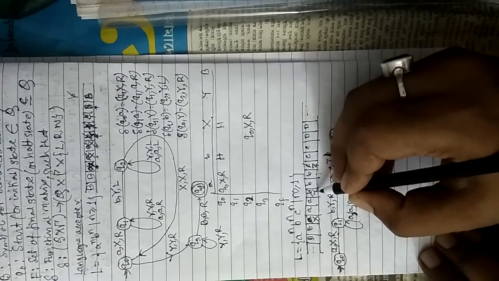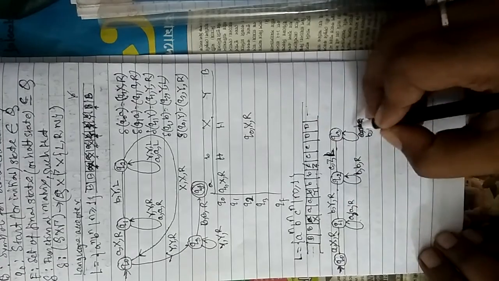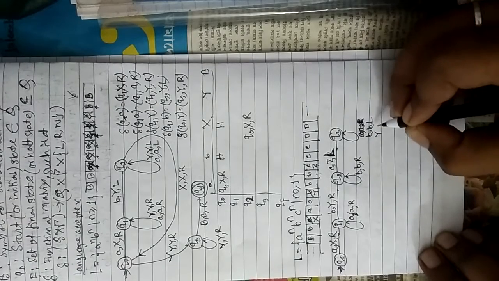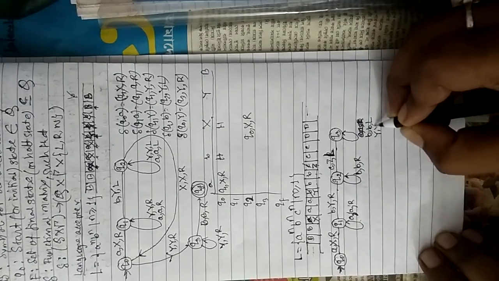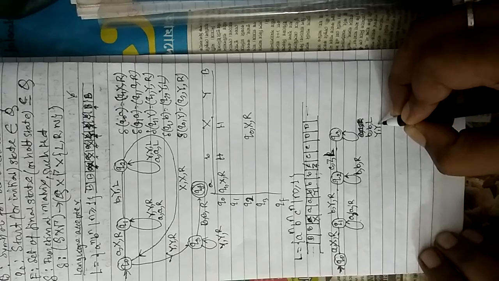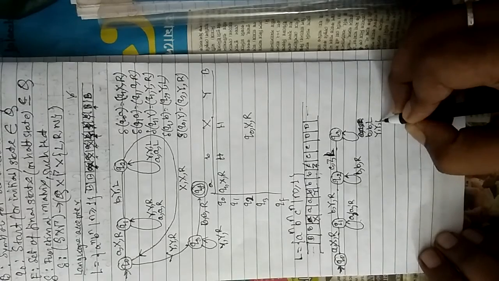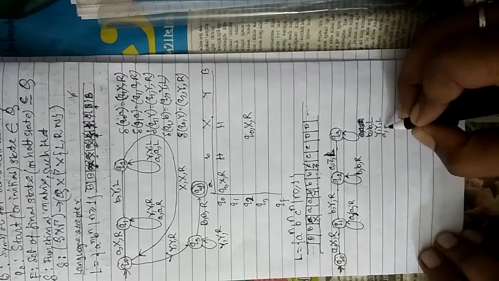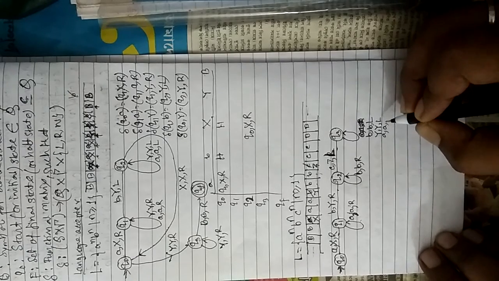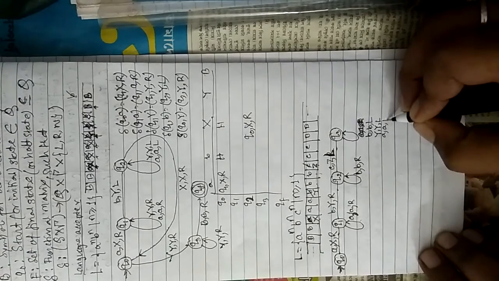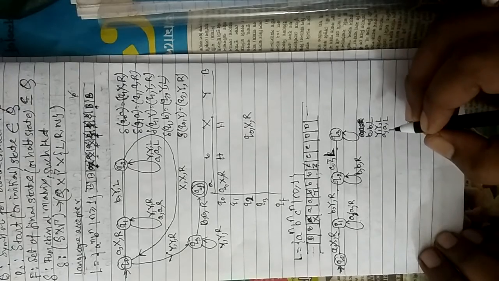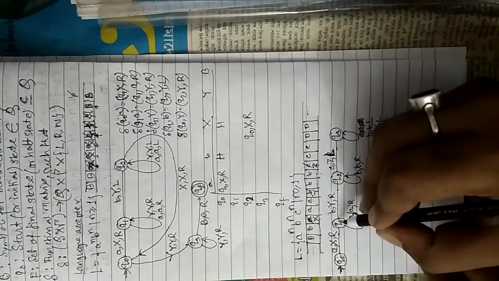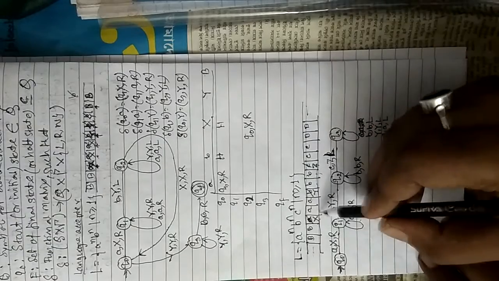So I will do what? I will do nothing. I will just read y, replace y by y, okay, and move towards left. Again I will read a. I will do nothing. I will just replace a by a and move to the left. Okay, and I reached over here.